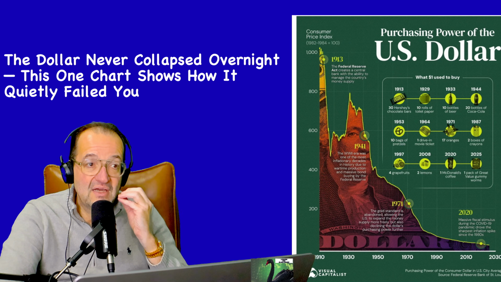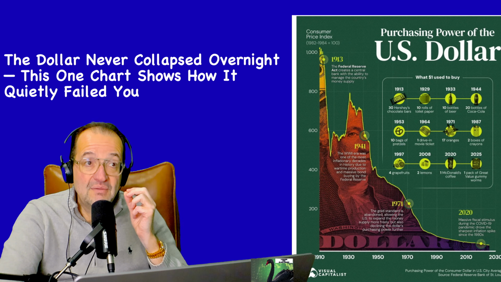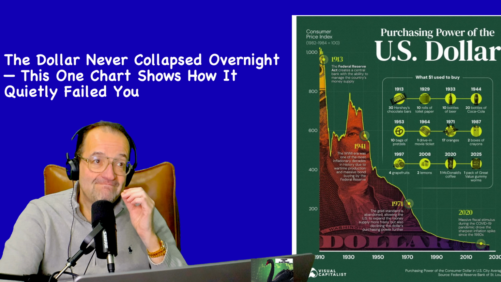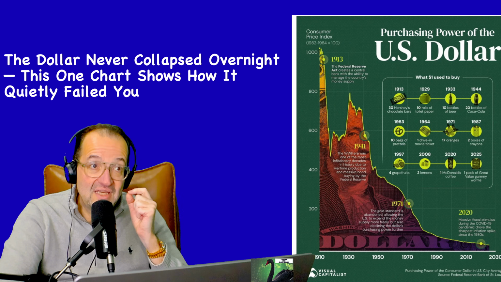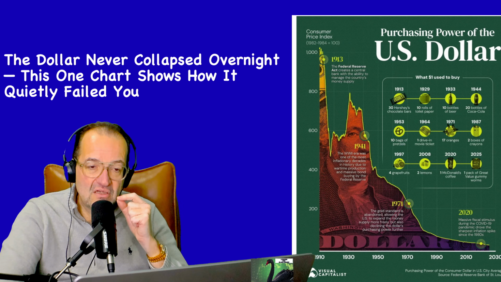But from here forward, something changes. The dollar stops being a neutral unit of measure. It becomes a policy instrument. The early declines are modest, but they established a precedent. Money will now be managed, not anchored.